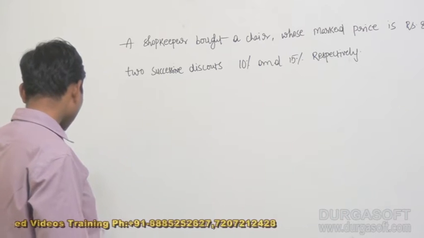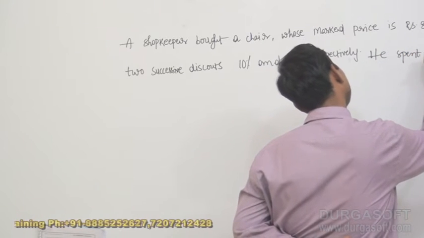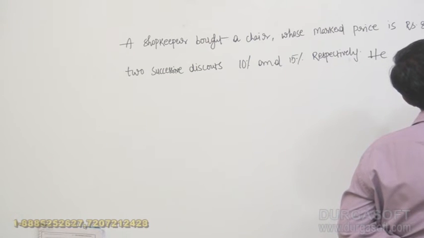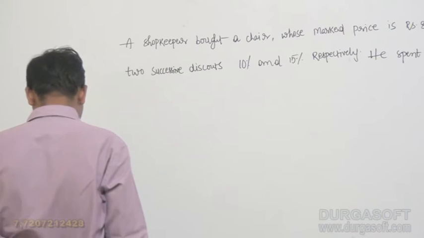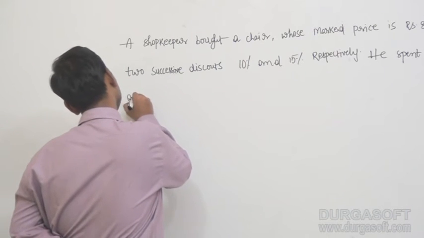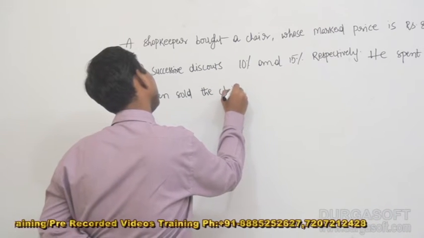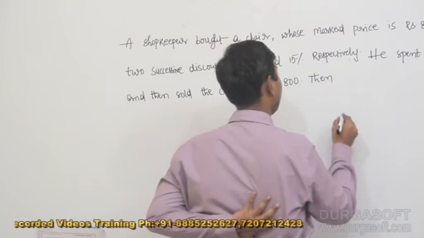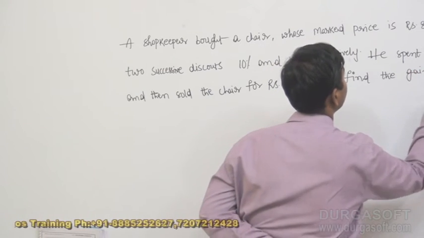He spent rupees 28 on its transportation, and then sold the chair for rupees 800. Then find the gain percentage.